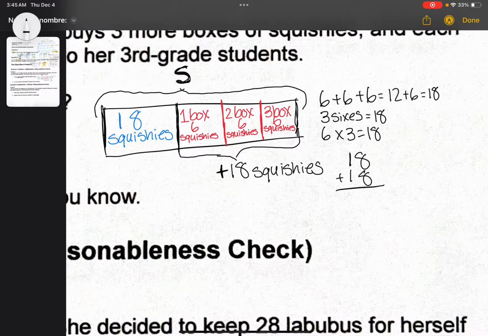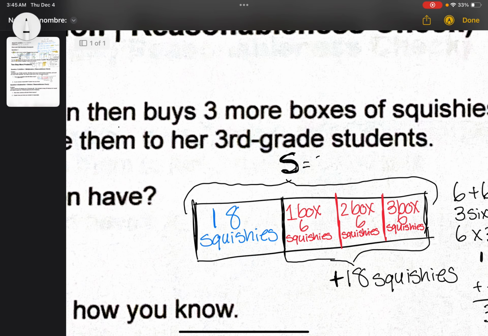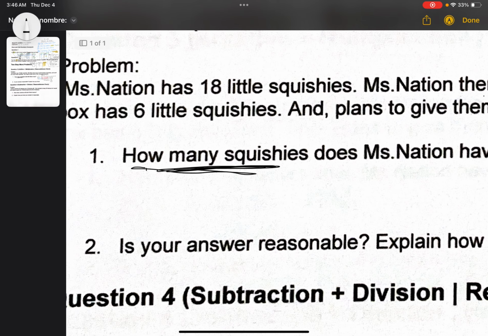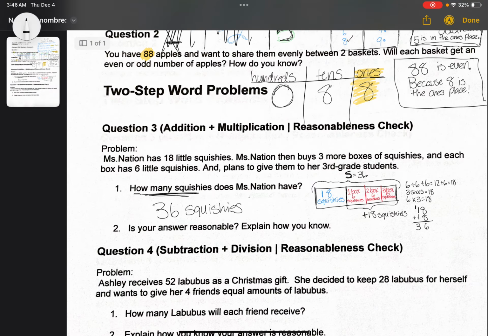Now, what is 8 plus 8? 16. So 16 at the bottom, 6 at the bottom, 1 on top, and we should have 1, 2, 3. 3. Because 1 plus 1 is 2, plus another 1 is 3. So that's 36. Meaning, how many squishies does Miss Nation have in total? The S becomes 36. And the answer to question 1 is 36 squishies. And don't forget, box in your answer or Miss Nation cannot see you.